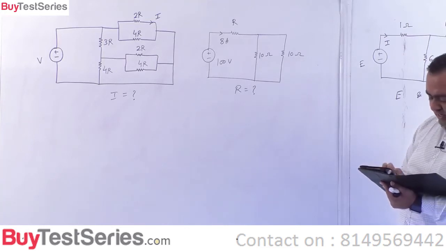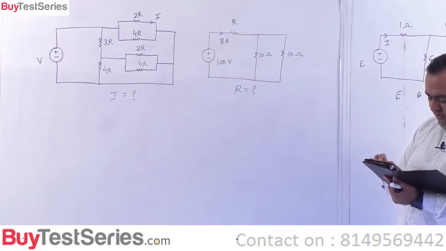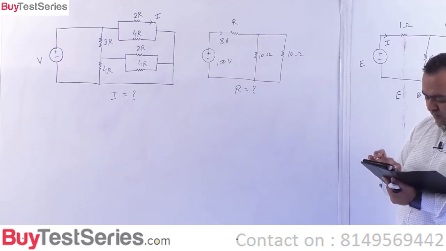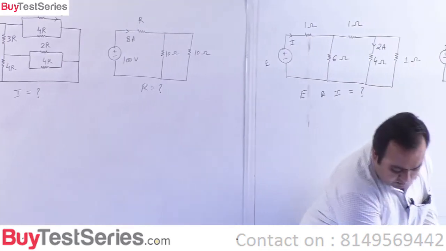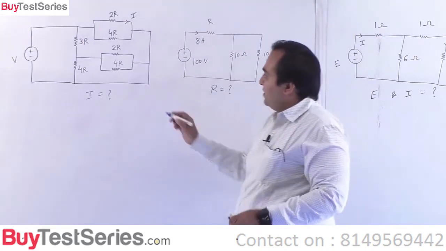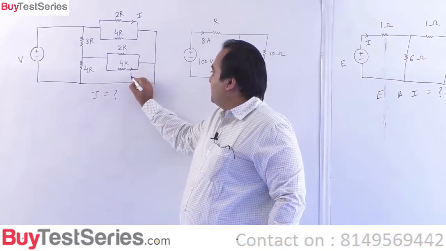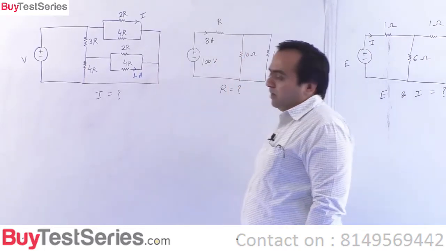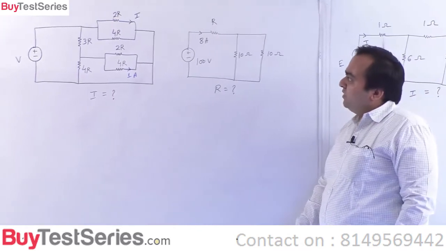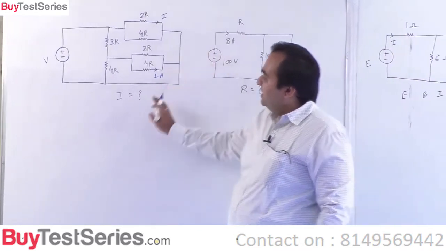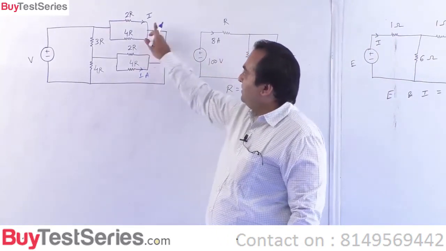As you can see, there are 4 parallel branches of 2. So we have 1 ampere flowing through the resistance 4R. So this is 1 ampere given to us. Alright, this 1 ampere is already given in the question. So we have to find out the value of I. This I has to be evaluated.